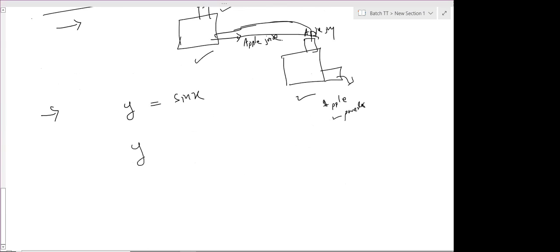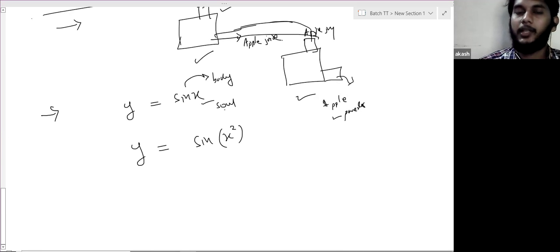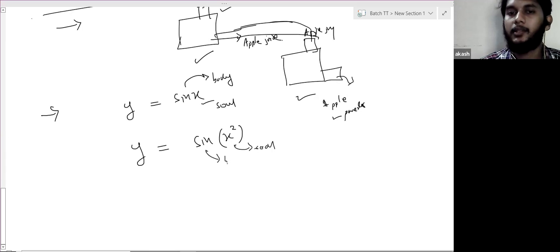But if I give you y equals sine of x square, and remember this x is not multiplied with sine. This is the soul, this is the body, right? Soul is inside the body. We cannot separate them. So here x square is not multiplied with sine. But we know the differentiation of sine x, we know the differentiation of x square, but we do not know how to differentiate this. So how do we do that?